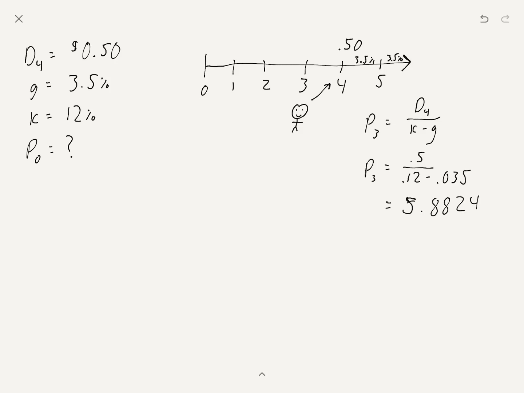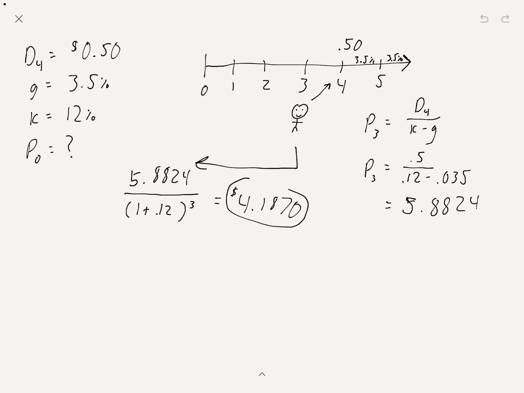This present value now becomes a future value that we will discount back to today using the 12% discount rate. The value of the stock today is $4.19.